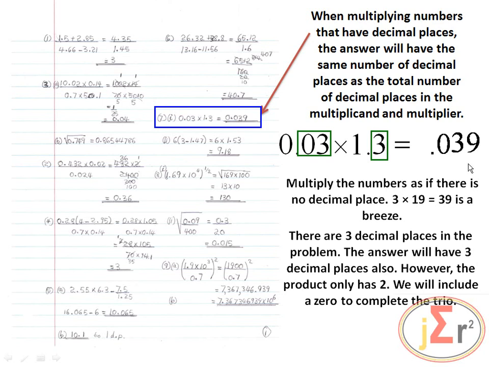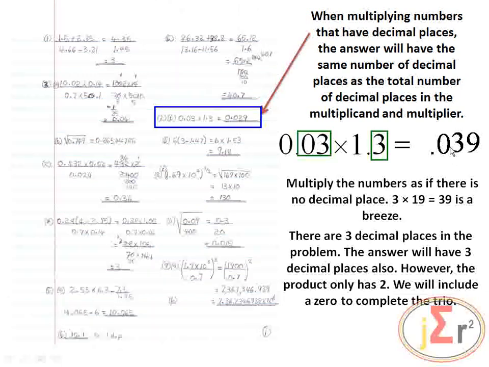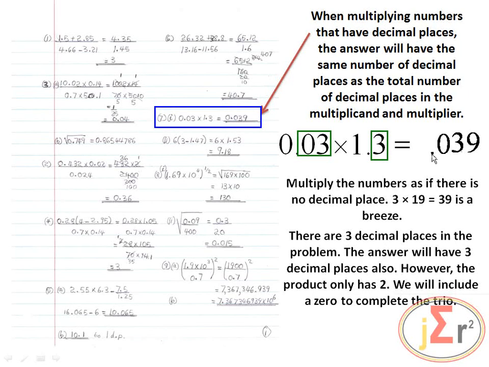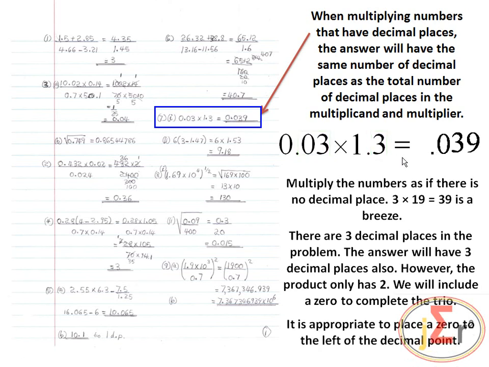Therefore, we have to be aware that the decimal place, the additional one, should be to the left of this digit, and then the point will also be further to the left. It is appropriate to place a 0 to the left of the decimal point. So 0.039.